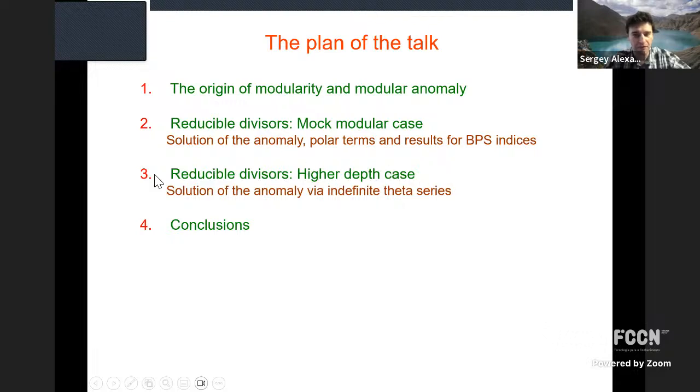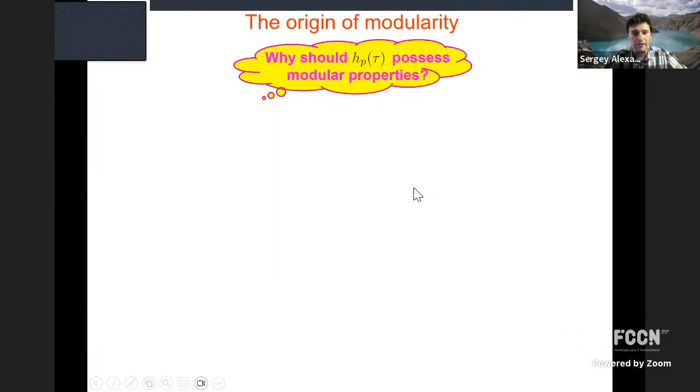In the second part of my talk, I wanted to consider an even more complicated case of arbitrary D4 brane charge, where we still cannot find the polar terms and the corresponding BPS indices, but at least I'll show you how one can solve the modular anomaly in such a situation.